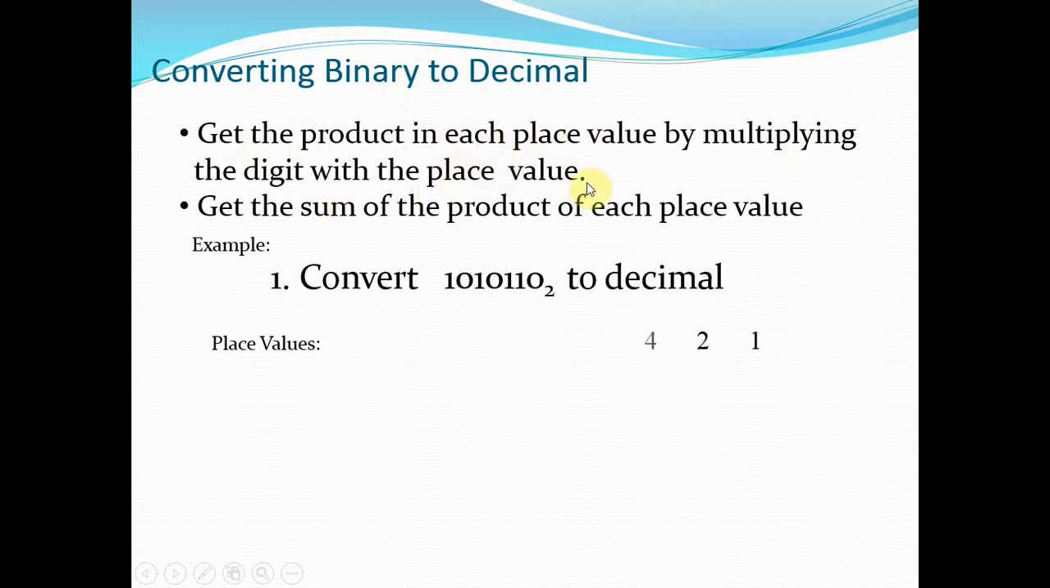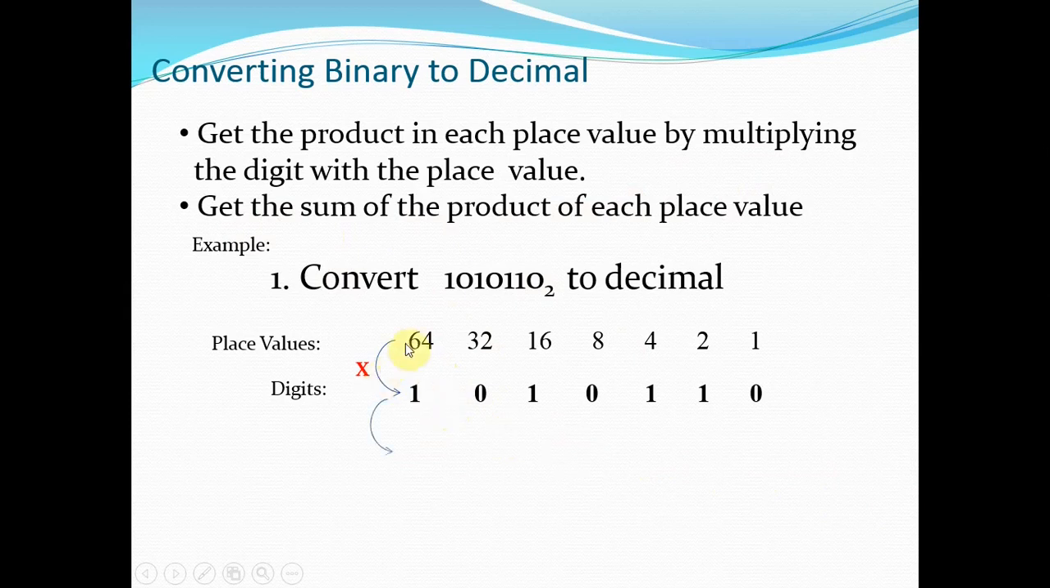So we're going to arrange our digits here to each place value. We have 1010110. It means that this belongs to the ones place, then 2, 4, 8, 16, and then 1, 2, 4, 8, 16, 32, and 64. So we multiply the bits, the digits here, to its place value, and then get the sum of the products.